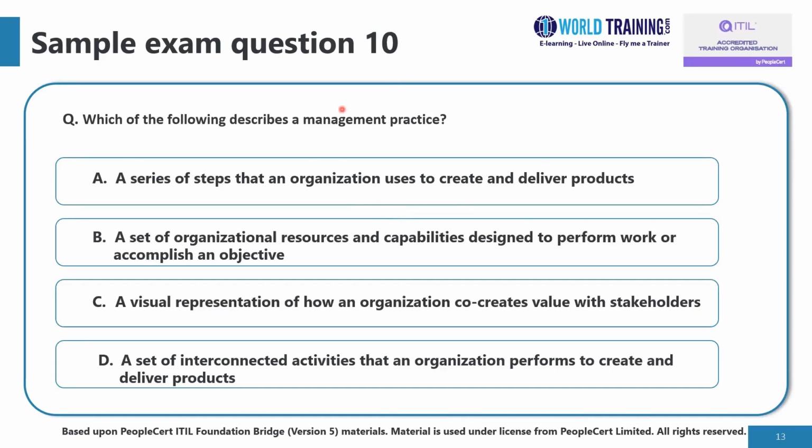Question number 10. Which of the following describes a management practice? A, a series of steps that an organization uses to create and deliver products. B, a set of organizational resources and capabilities designed to perform work or accomplish an objective. C, a visual representation of how an organization co-creates value with stakeholders. D, a set of interconnected activities that an organization performs to create and deliver products.